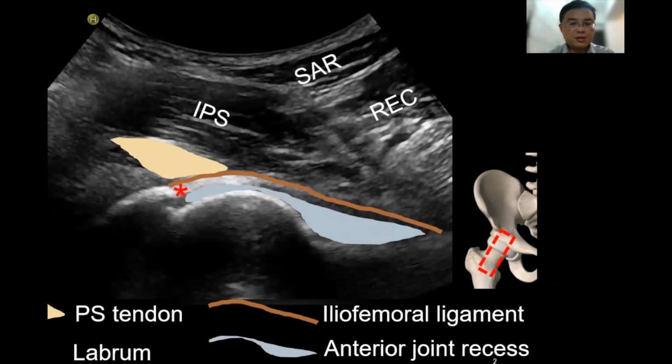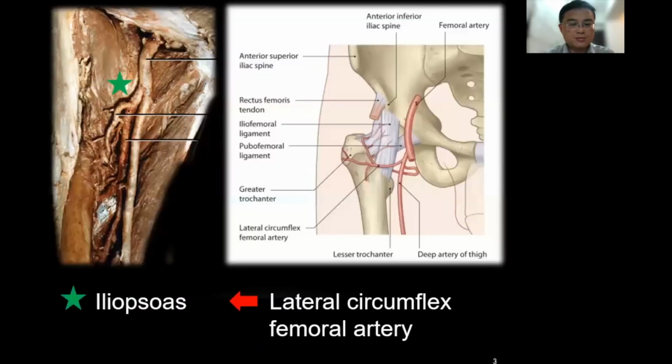And another structure is the artery. The artery is the lateral circumflex femoral artery. As you can see, it's a branch of the deep artery of the thigh, and the artery would circle anterior to the iliopsoas tendon. So the artery is usually on the route for introducing the needle to the anterior hip joint recess.